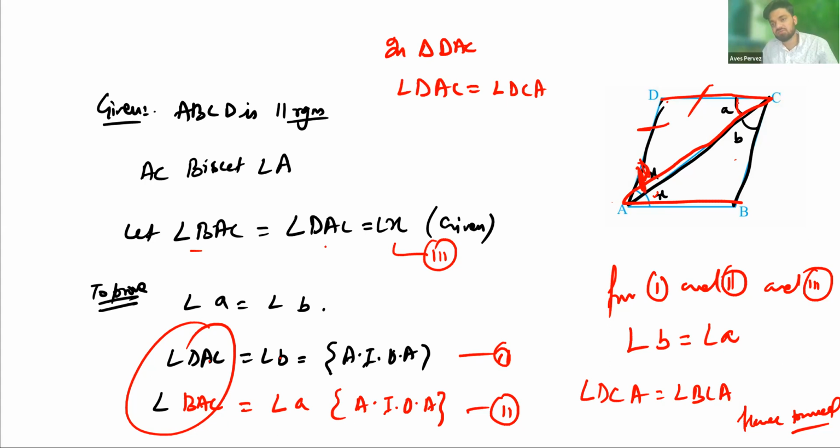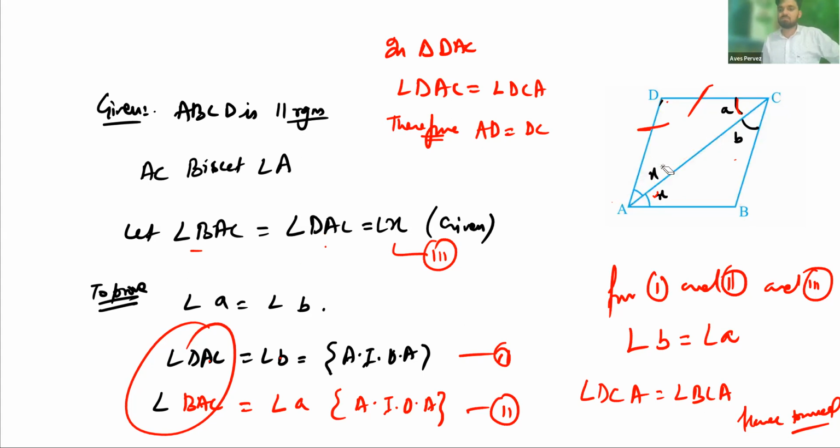And this angle is equal to this angle. Therefore, AD will be equal to DC. Got it? Now you can write it. This side is equal to this side, so we can write AD is equal to DC. So now note it down: in a parallelogram, if any two adjacent sides are equal, then it is a rhombus. Note it down.